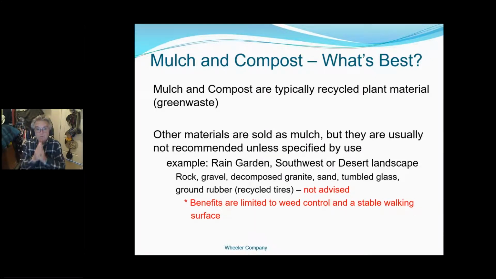So typically when we're talking about mulches, we're talking about organic materials. We're talking about things that came from plants, grasses, and trees. Recycled plant material. Okay. Other things are often called mulch, but they don't have the same beneficial effect on the soil. That would be things like rocks and gravel, decomposed granite, sand, ground rubber, etc.